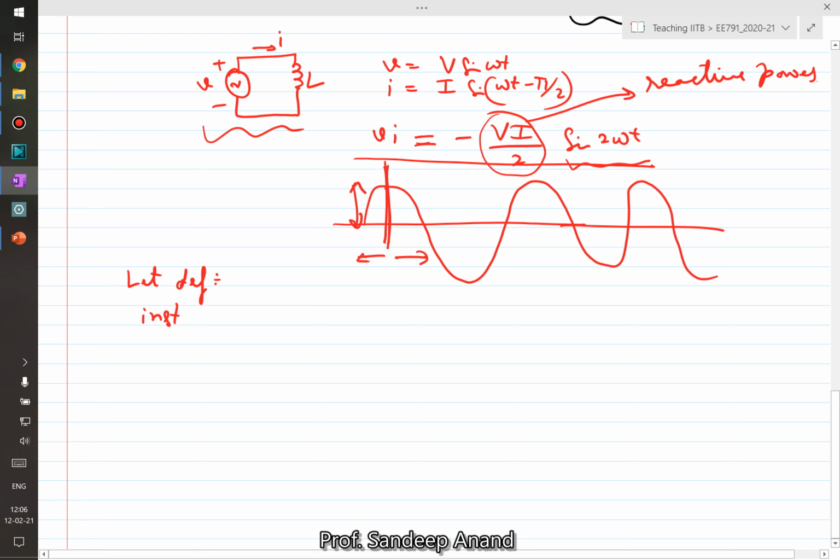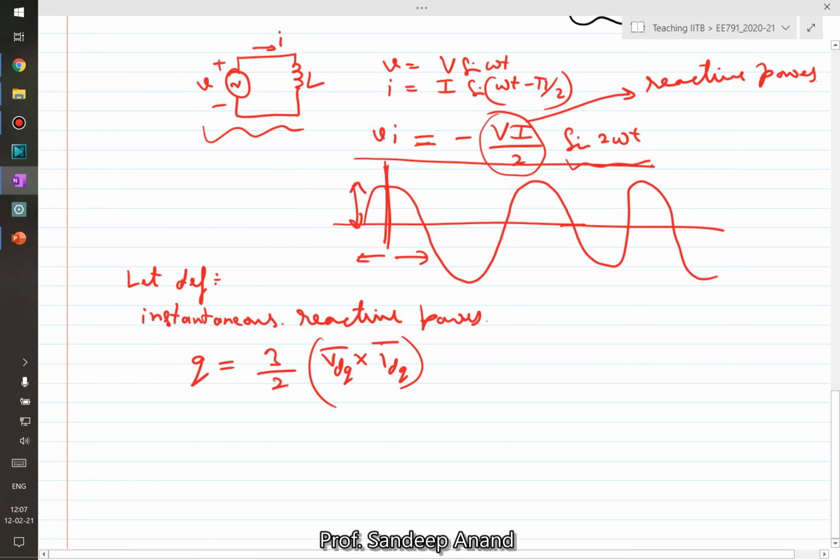So let's say we define instantaneous reactive power by small q, and we say this is nothing but equal to 3/2 times the cross product of the dq voltage with the dq current, right? So you define this as a cross product between the dq voltage and the dq current, and the magnitude of that. The real power, the instantaneous real power, was defined as the dot product. Let's say we define this as the cross product.